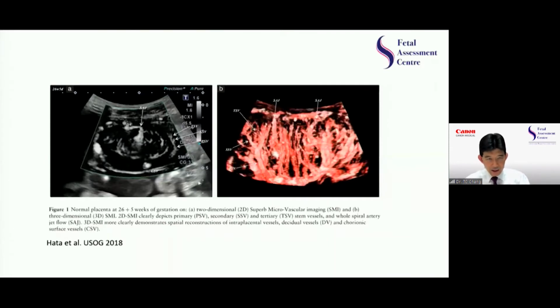Professor Hata and his colleagues published about 3 years ago some very interesting data on the use of the SMI technology in the placentas of growth-restricted fetuses. And I think what we're trying to show you here is that, using this special imaging technique, you can actually look at primary stem villi, secondary stem villi, and tertiary stem villi, and they're like the branches of a Christmas tree. They actually have lots of branches coming off each of these 3 different types of villi.